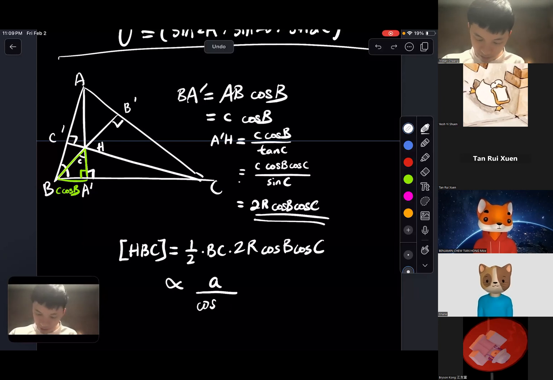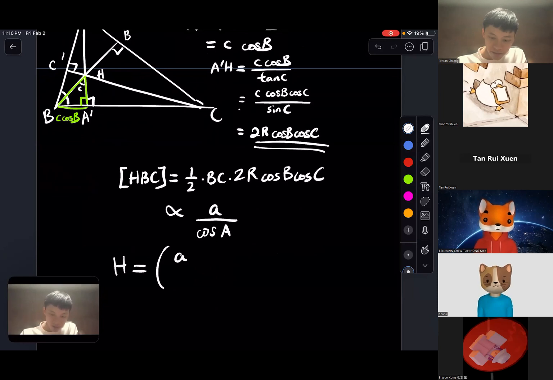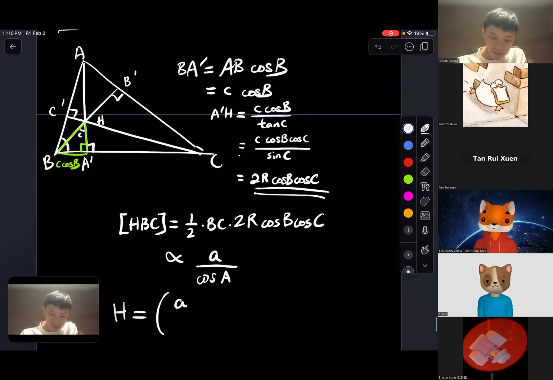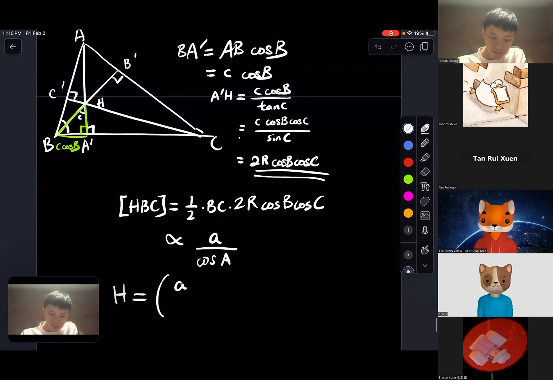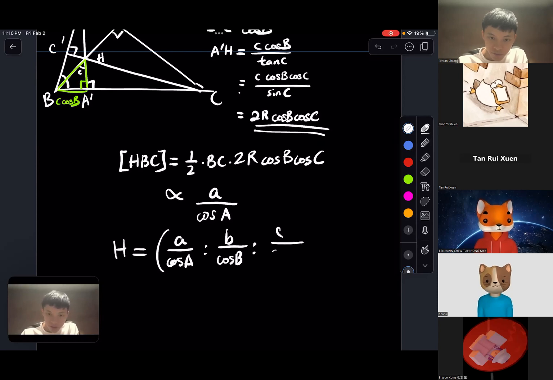Oh yeah, sorry, yes, correct. So now HBC is proportional to this. That means we can now infer that H is A over cosine A, B over cosine B, C over cosine C.